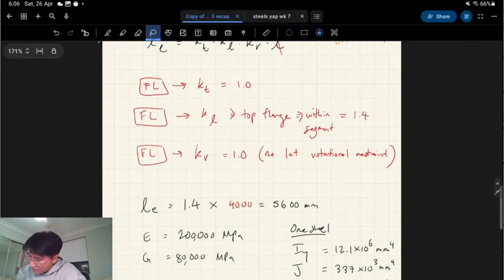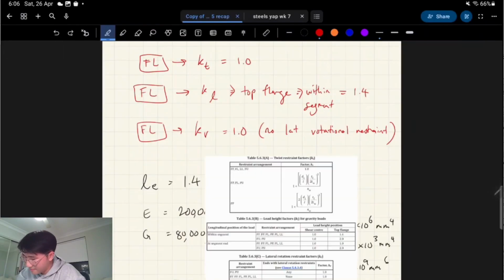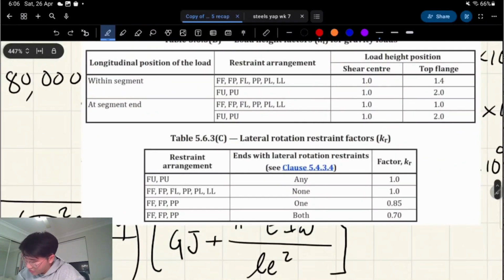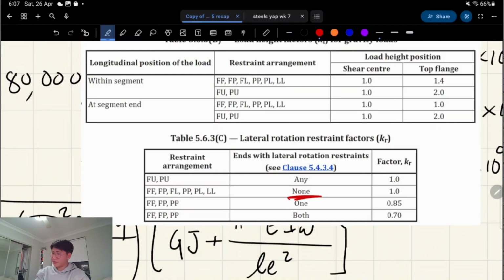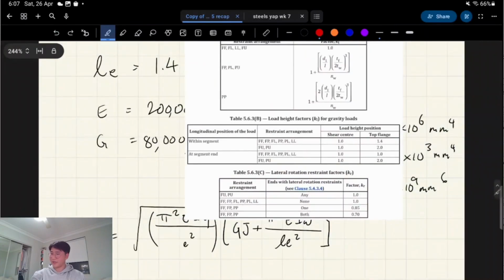So we multiply everything. Oh, I didn't cover the last one, did I? Sorry, my bad. It also says in our question that there are no ends with lateral rotational restraints. And that is our default case. So if the question doesn't say that at all, just assume that, meaning that KR is 1. So as long as the question doesn't say otherwise, you should take KR as 1.